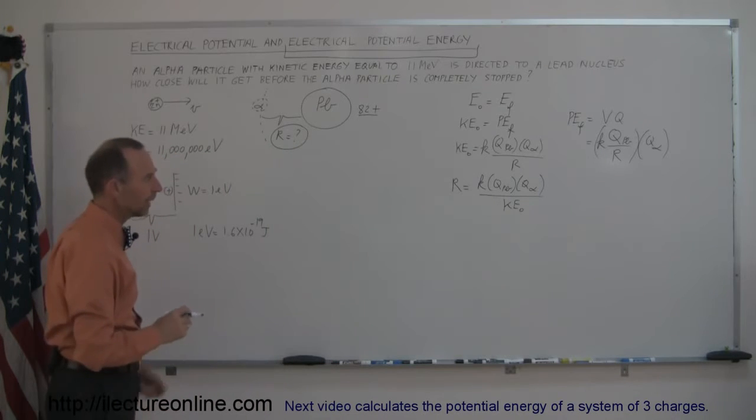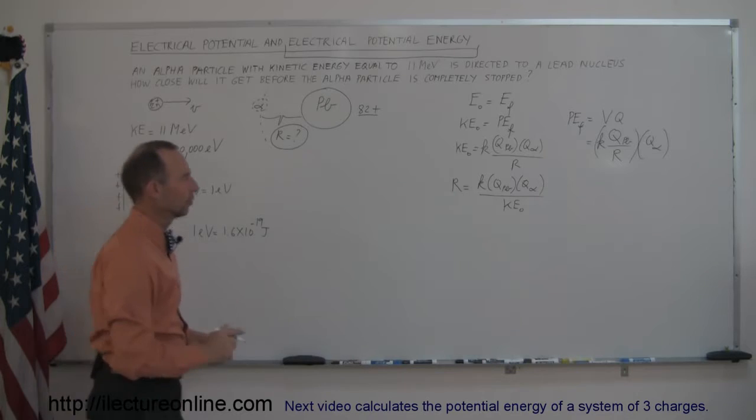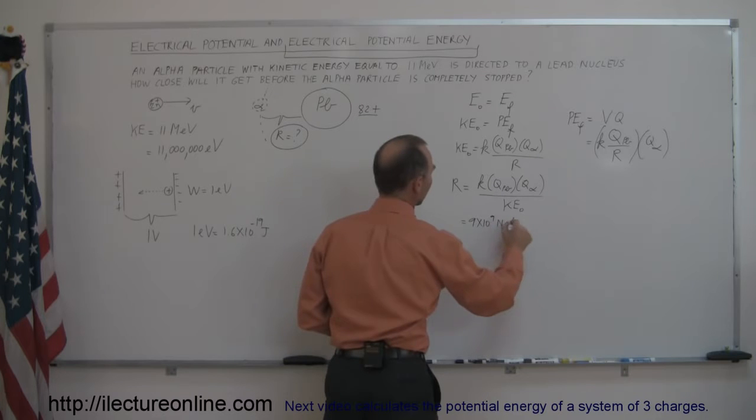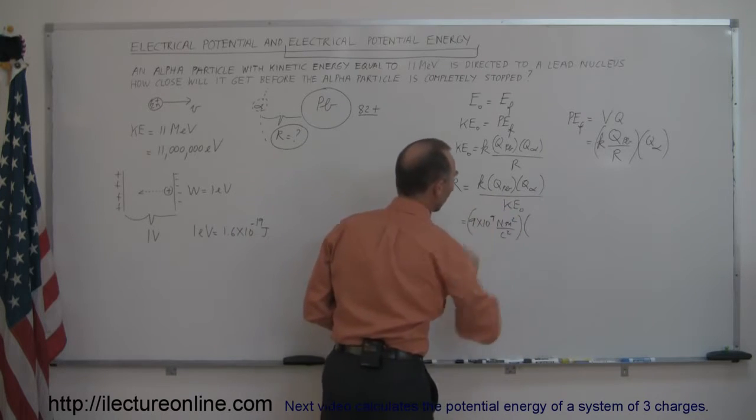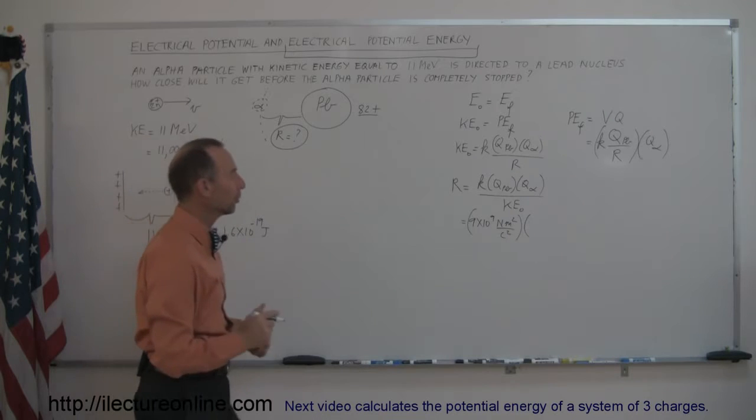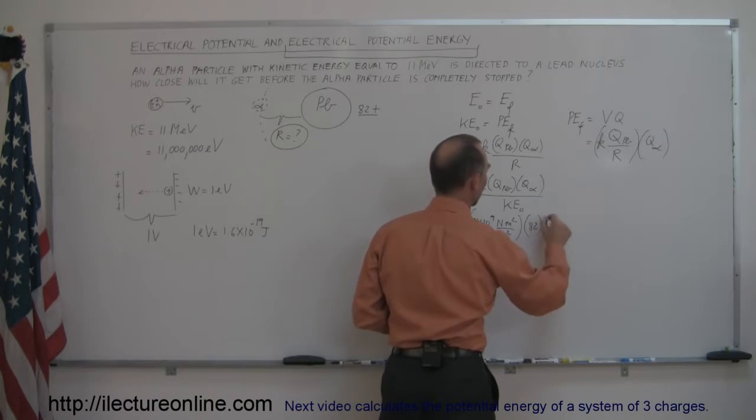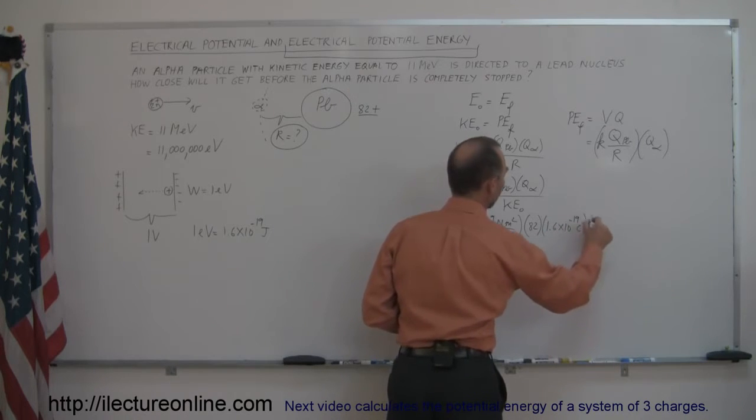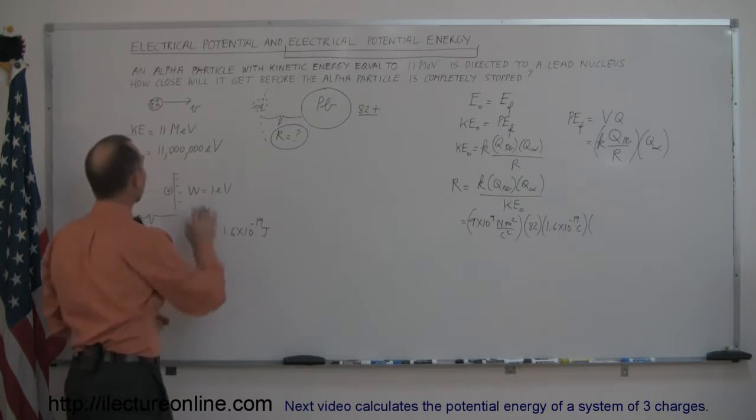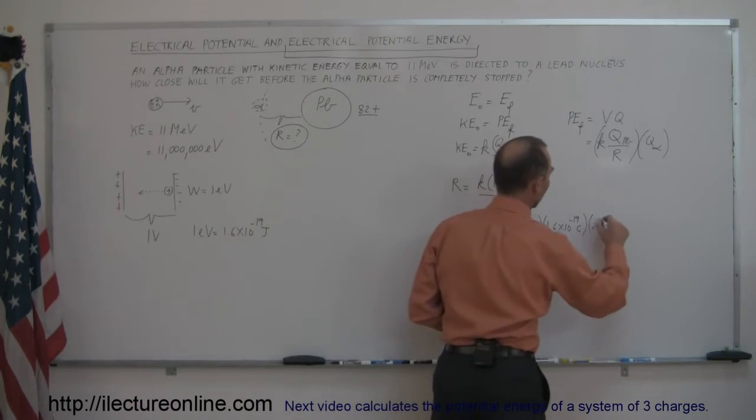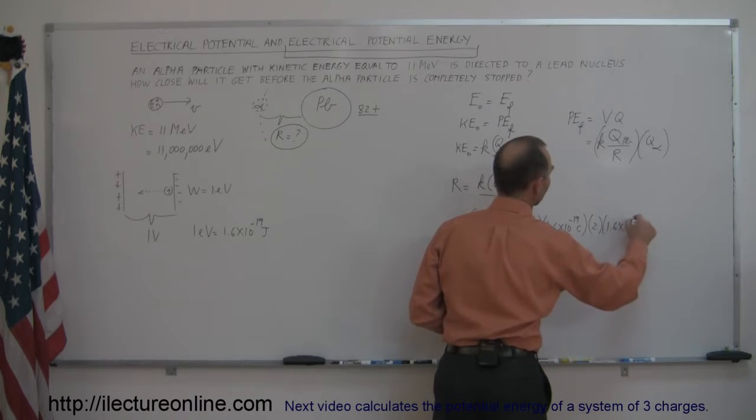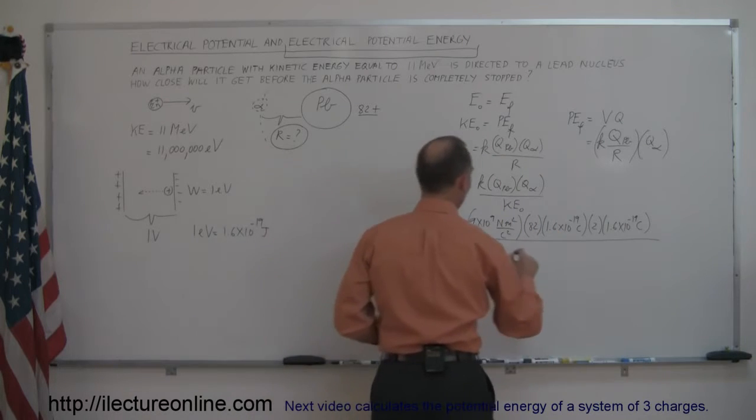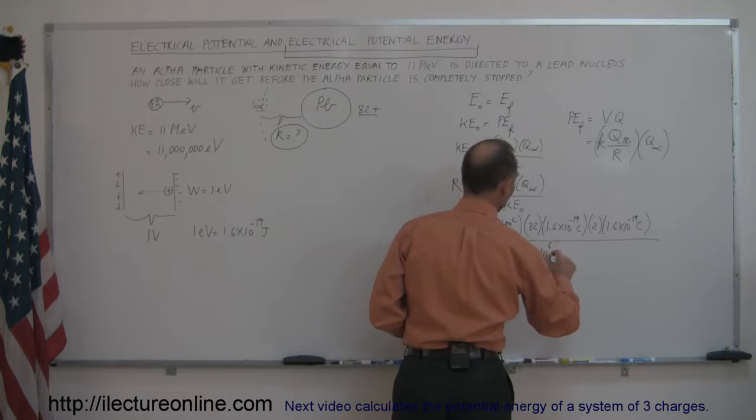All right, now let's plug in the numbers. K is equal to 9 times 10 to the 9th newton meters squared per coulomb squared. The charge of the lead nucleus: there are 82 protons, so it's 82 times the charge of a single proton, which is 1.6 times 10 to the minus 19 coulombs, times the charge of the alpha particle. It has 2 protons, so it will be 2 times 1.6 times 10 to the minus 19 coulombs. And then we divide the whole thing by the kinetic energy, which we said was 11 times 10 to the 6th eV.